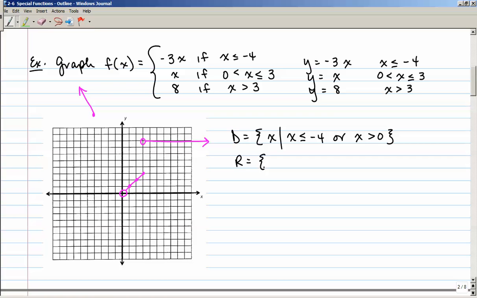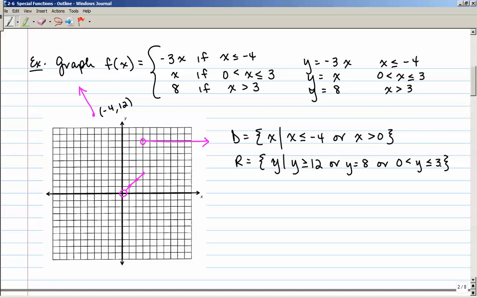My range, well, where is the pink line? There seems to be pink line, let's see, up here, where y is greater than 12. Let's see, the set of all y, such that y is greater than or equal to 12, because this point right here is the point -4, 12. And what other pieces do I have? Y also equals 8. And one more piece here, y is between 0 and 3. Not including 0, but it does include 3.